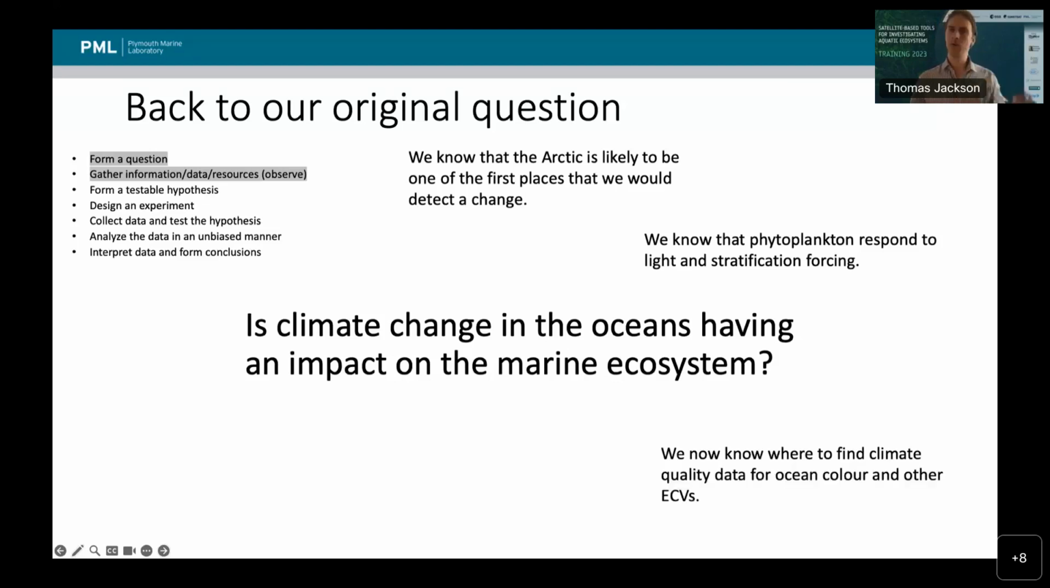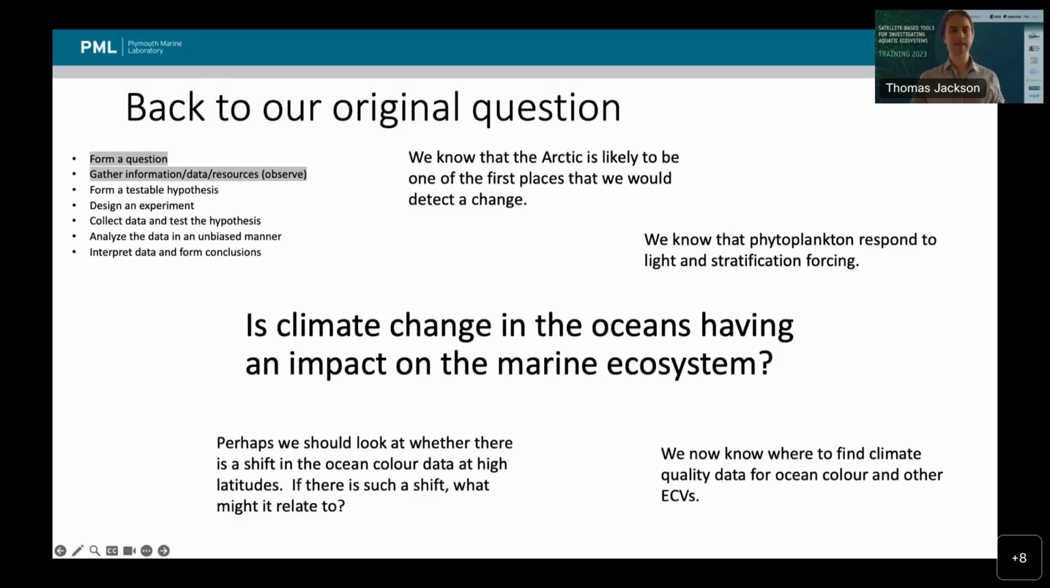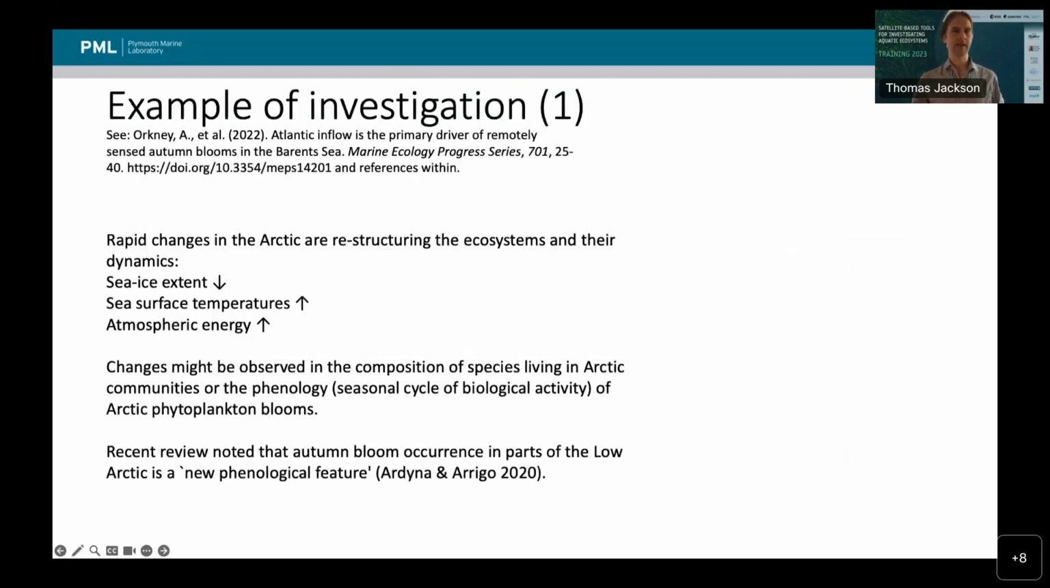We know where we can get some good quality data now. So maybe we should look in the Arctic at ocean color and see if there's a shift in the record, and if so, what might be causing it. And rather than just saying all latitudes, high latitudes, the whole Arctic, we're going to focus on a small region just for this demonstration purpose. And there's a nice example of this.